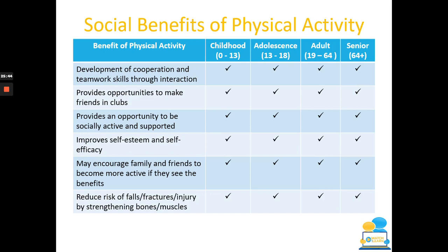And again, our conclusion is that physical activity can reduce the risk of falls, fractures, or injuries, and the evidence for this is that this happens by the strengthening of the bones and muscles. And again, all of these social benefits are universal to all the different age groups.